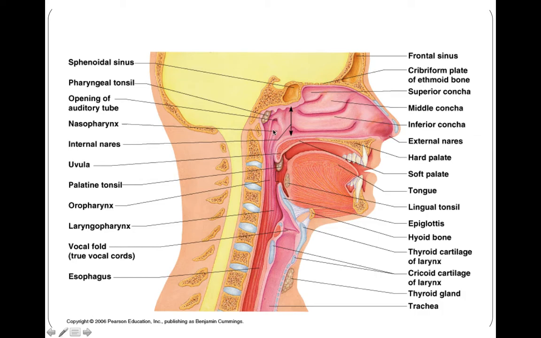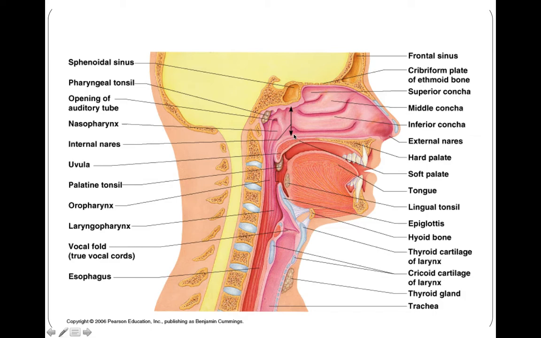Couple pharynxes I want to point out that were back there. We have the nasopharynx, is where the nose and the throat meet, the oropharynx, where the mouth and the throat meet, and then the laryngopharynx, where the larynx and the throat meet.